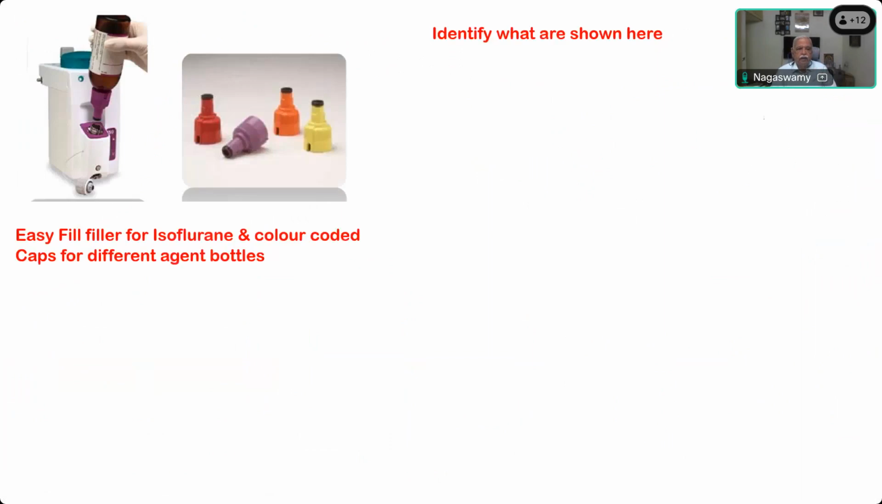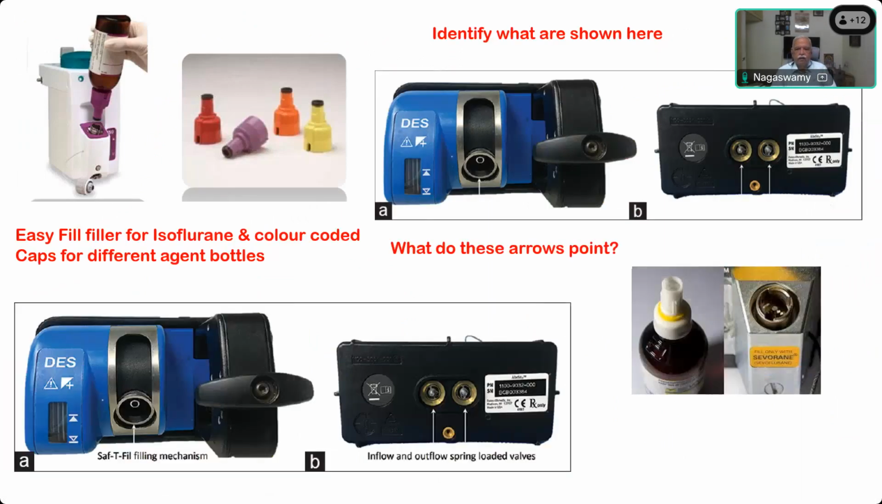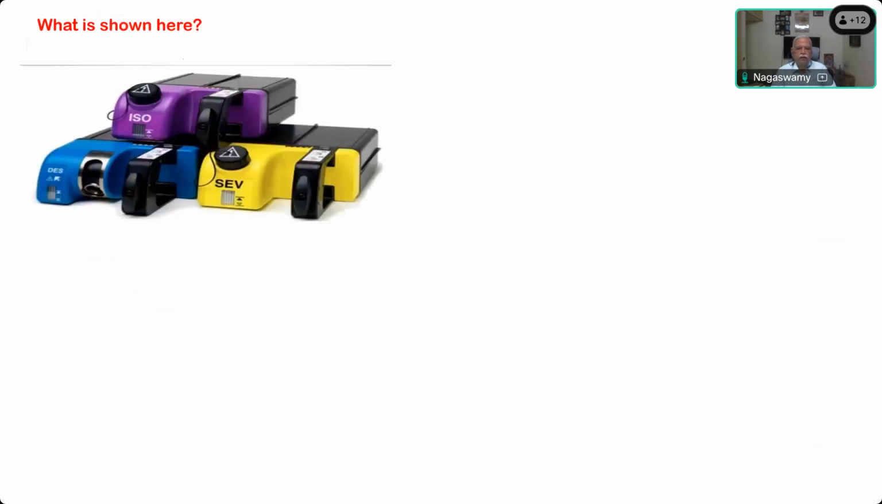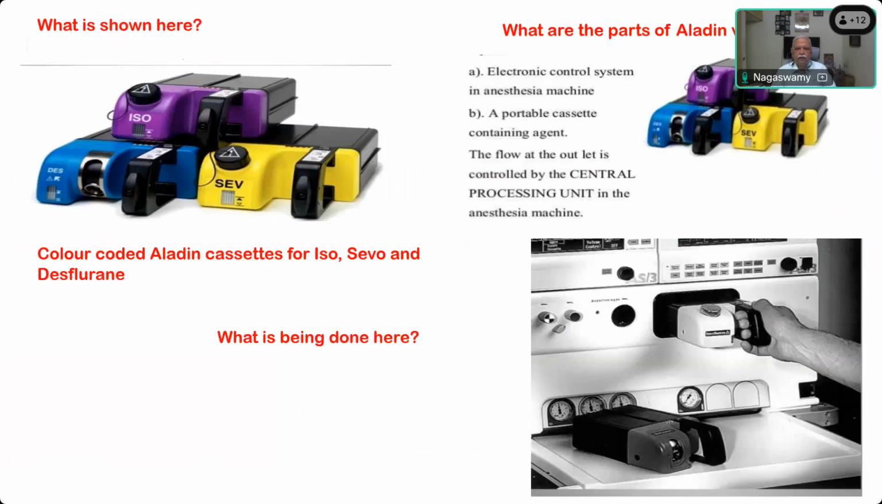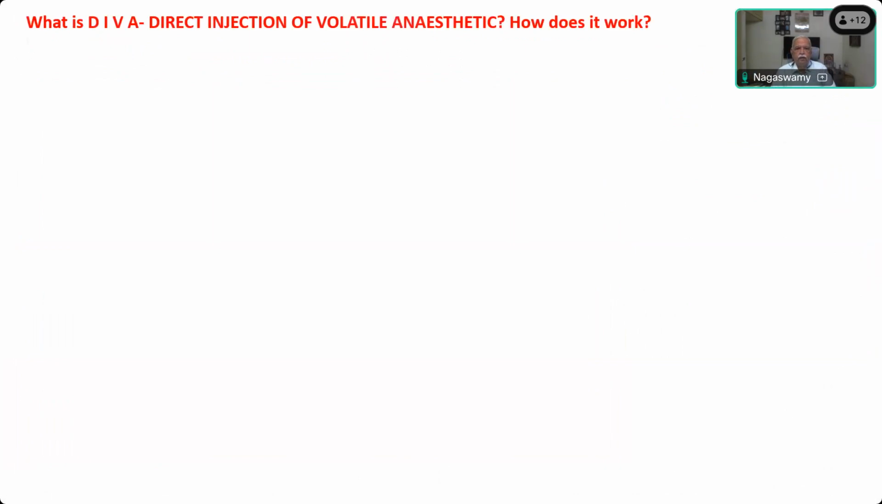These are all the easy fill things, and Aladdin, all of you are aware of that. So this is a comparative chart to show what all the changes are. This is available in the books, and just before the exam you can go through it. Sometimes examiners may ask what improvements have been made in modern vaporizers, and you have to know that.